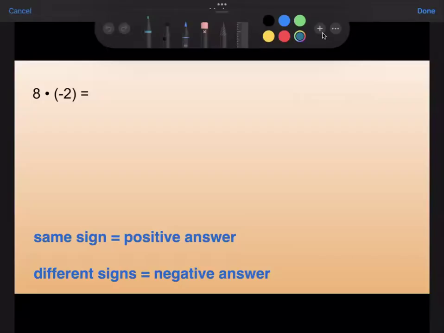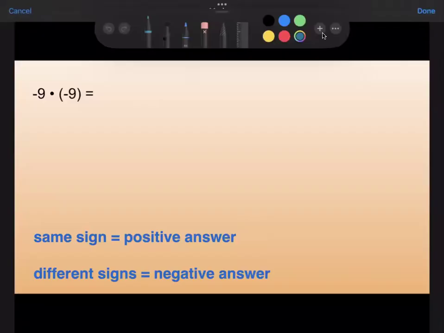So we like to do this in two parts. First, we figure out what sign the answer is going to be, and then we do the calculations. So in this one, 8 times -2, we have two numbers that have different signs. 8 is positive and 2 is negative. So we determine that that is going to give us a negative answer, and we put a negative sign there. Then the second part is the calculation. 8 times 2 is 16. So the answer to this is going to be -16.